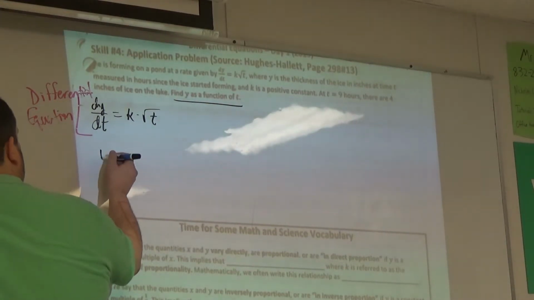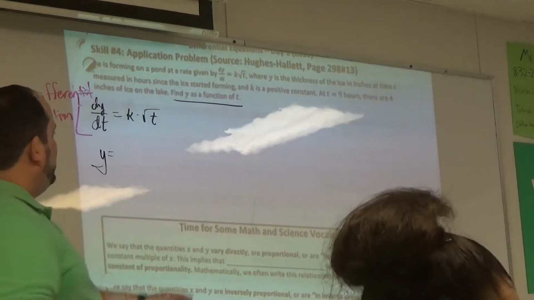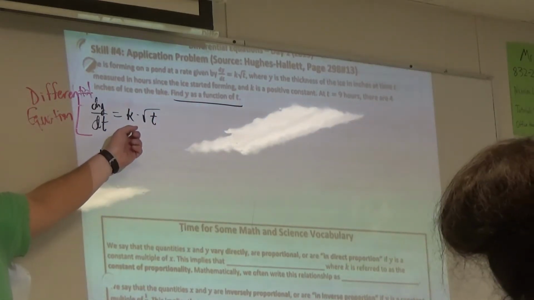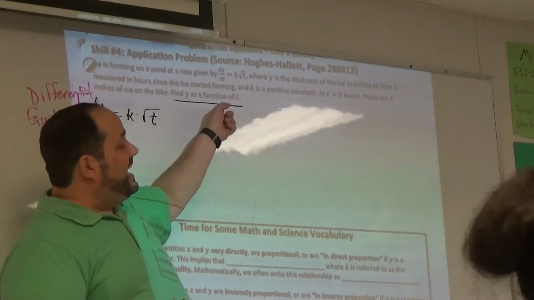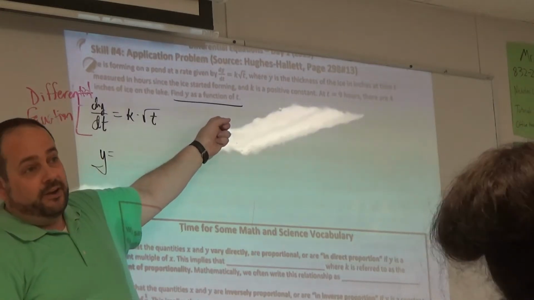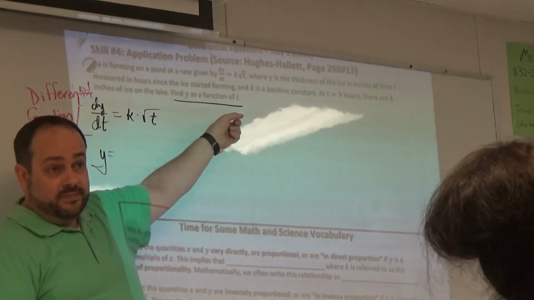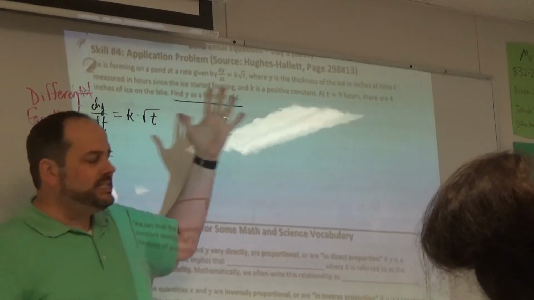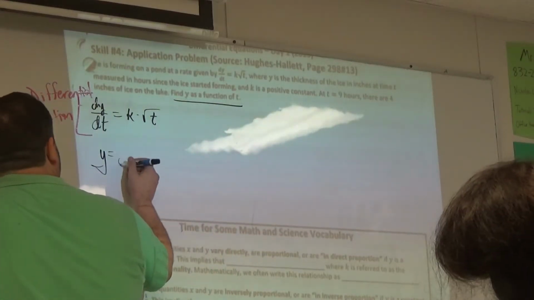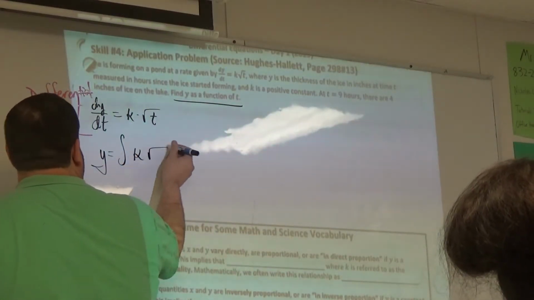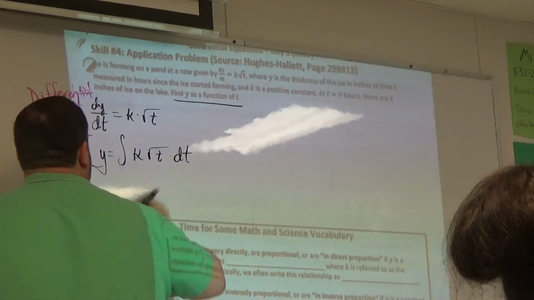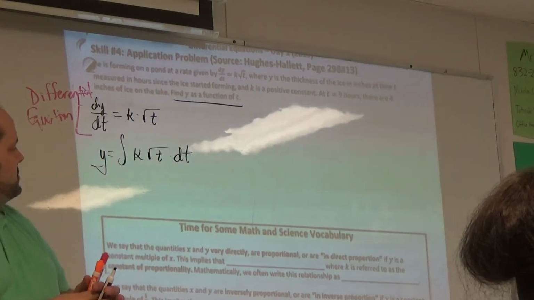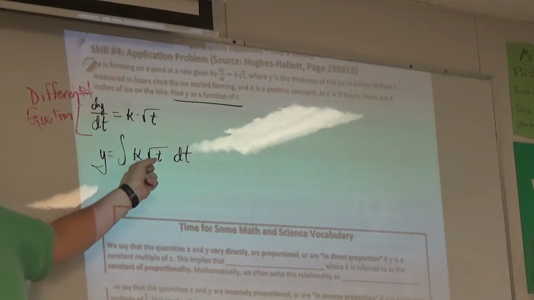All right, so I see most folks said, all right, if I've got a differential equation, they gave me the derivative. They're asking me to find the original function. How am I going to go from the derivative to the original function? Antiderivative. Trust those instincts. So y is going to be the integral of k times the square root of t dt. And I think there is some initial confusion with what's happening with this k.